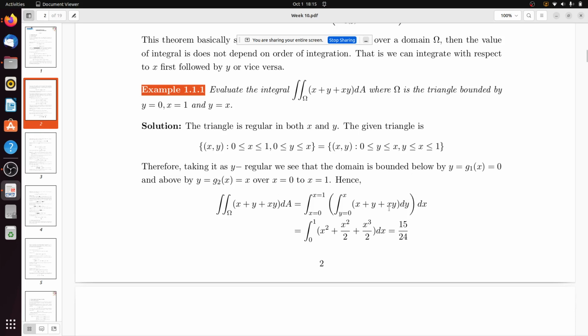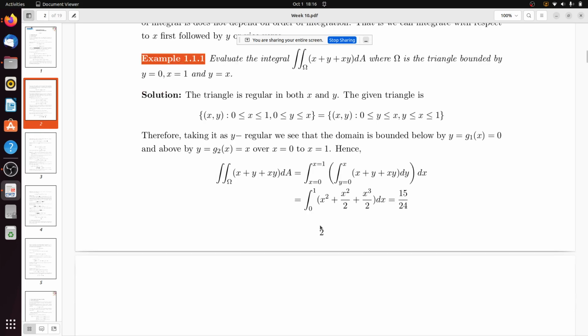Once again we are first performing integration with respect to y. Now if you integrate this function with respect to y, it comes as x times y, plus y squared by 2, plus x y squared by 2. Now if you put x instead of y, with the limit y equals 0 to x, you will get x squared plus x squared by 2 plus x cubed by 2 dx. It is simply the integration of a polynomial function, and if you integrate it, you will get the answer as 15 by 24.